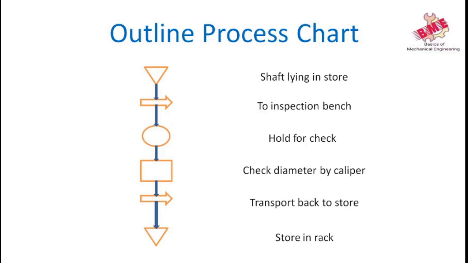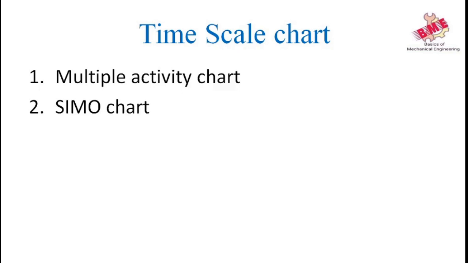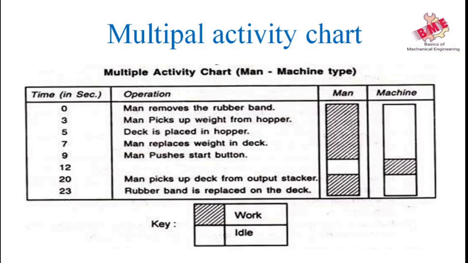Now we will see time scale chart. There are two types of charts in a time scale. First is multiple activity chart and second one is CMO chart. We will see multiple activity chart. The figure shows a simple form of multiple activity chart. In that, the hatching line shows the work and the blank space shows the idle time for man or for machine, which are working simultaneously.